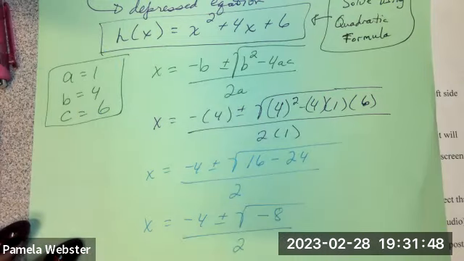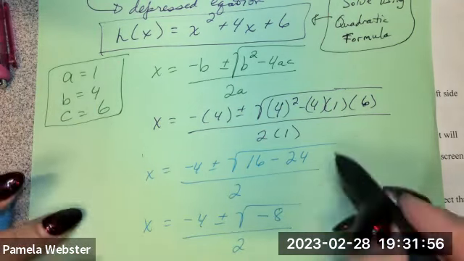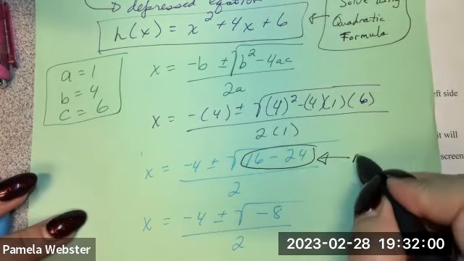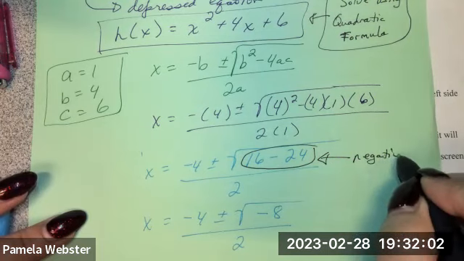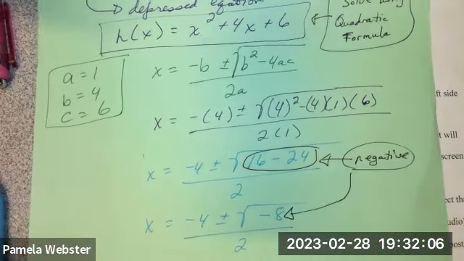I set up my quadratic equation. I plugged it in and I'm working along. And what I see is this. Inside of this square root, I'm doing 16 minus 24, which is going to be a -8.